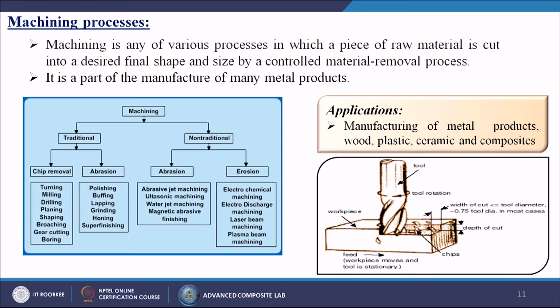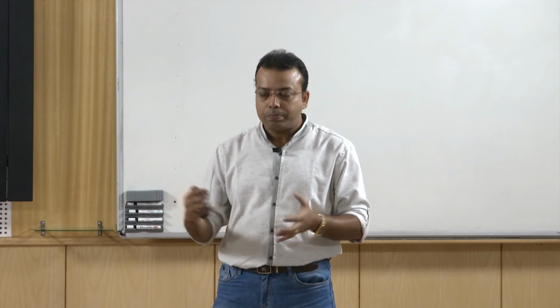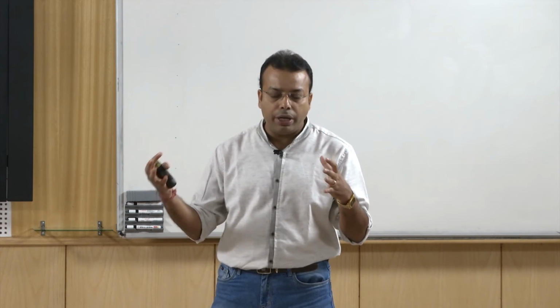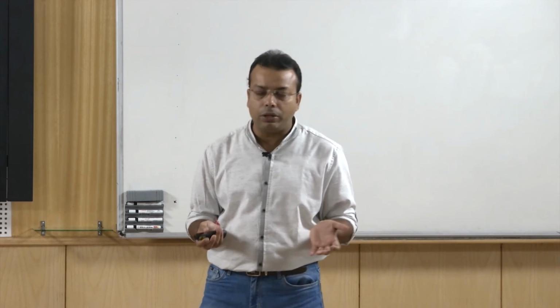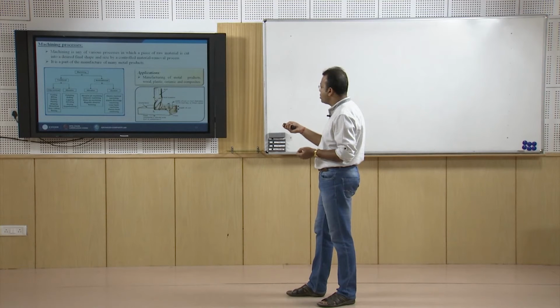plasma beam machining. These are all called unconventional machining, where we are not touching the material directly, and not giving the material any load or pressure. By means of laser, by means of electrons, we just hit that material and then modify that particular base material. What are the applications? Manufacturing of metal products, wood, plastic, ceramics and composites.